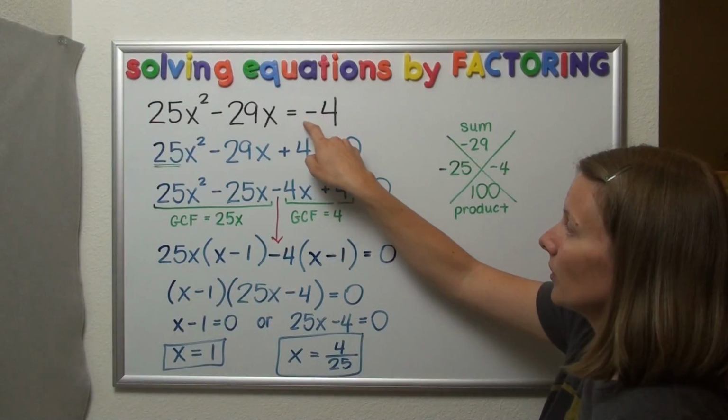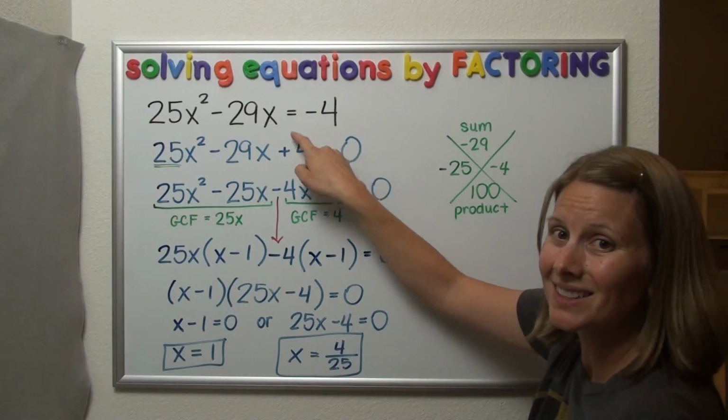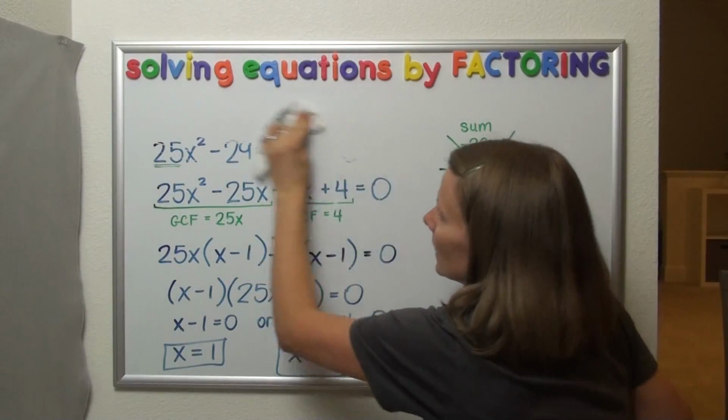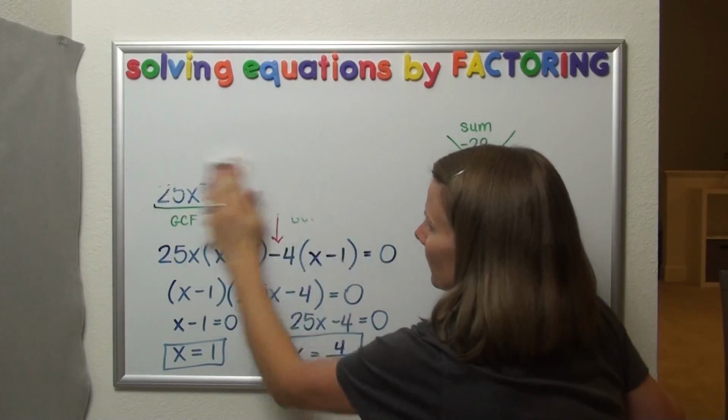Again, this one was different from the first 4 because we had to set it to 0 first. So let's do another one just like that, where we have to work to get it to equal 0.